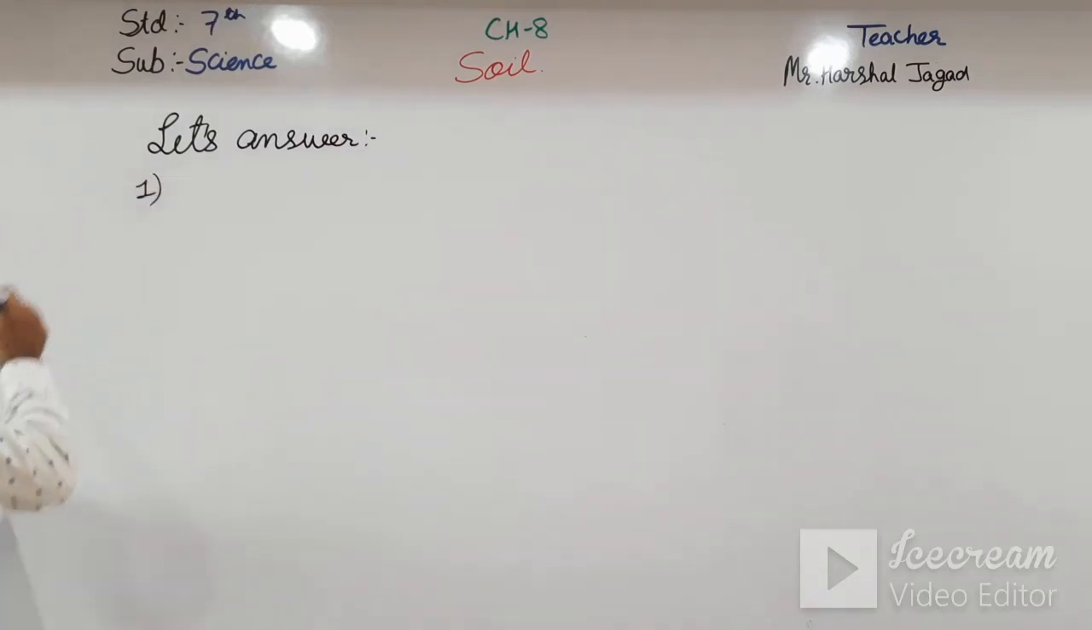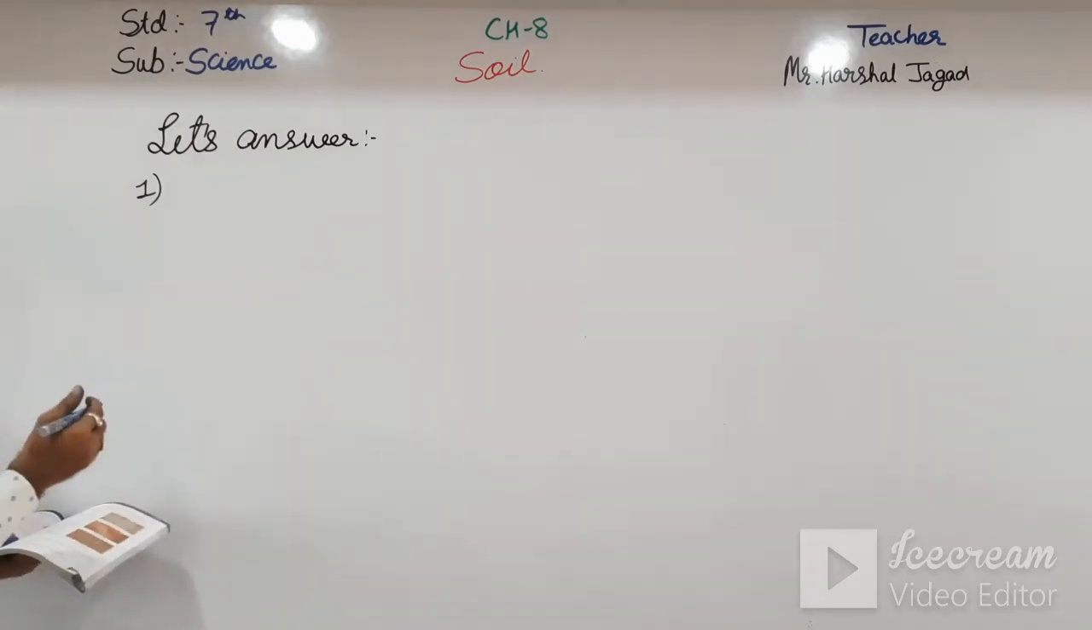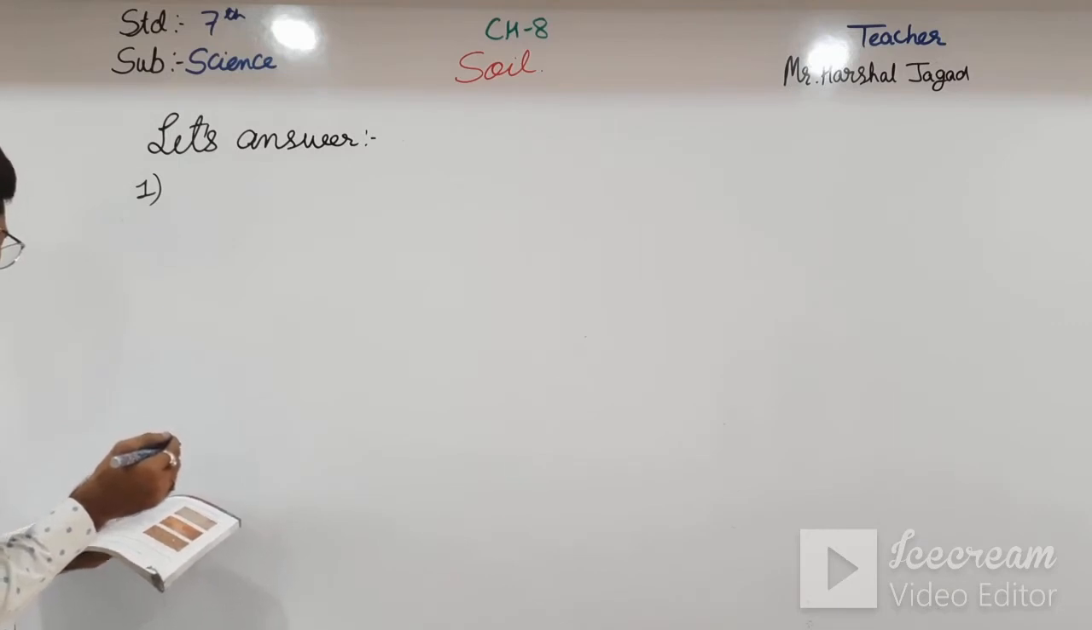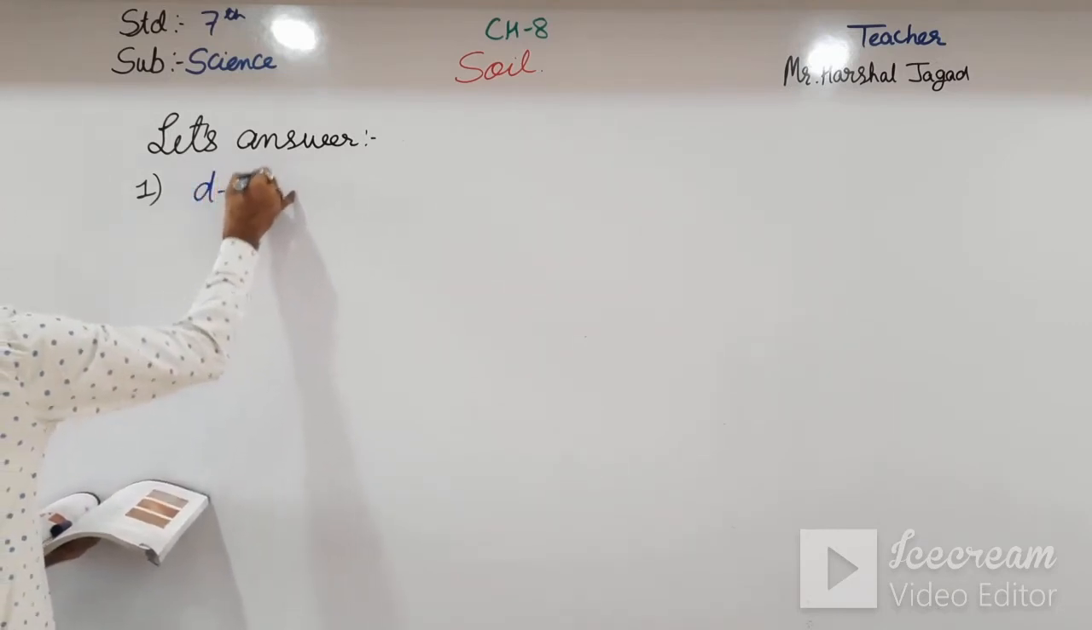First one, which of this would you find as part of soil? In which thing worms are there, insects are there, dead remains of plants are there. So D, all of this.